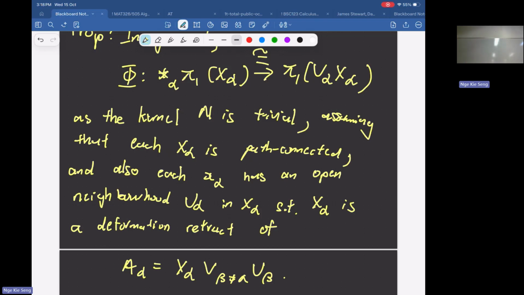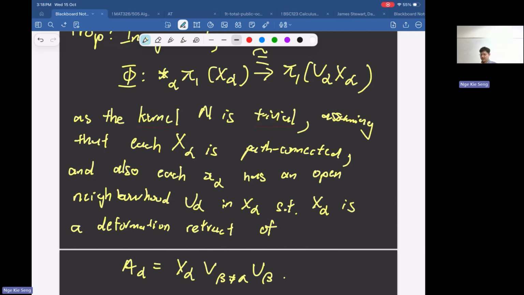Right. So if you look at the intersection, then these intersections are just trivial. Then the N is trivial in particular. Where is little x alpha? Has an open neighborhood U alpha in X alpha. 小 x alpha 是那个 X alpha 的 base point. Yes, yes. This is a big one. This is a small one.